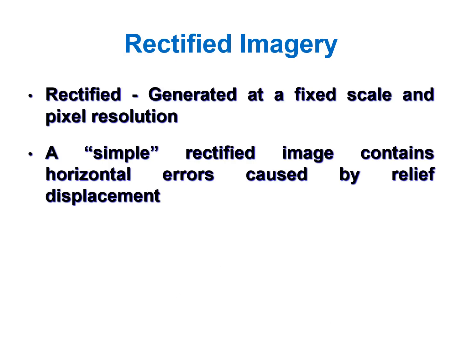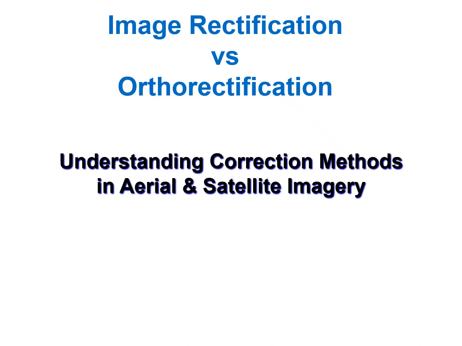Rectified imagery. Generated at a fixed scale and pixel resolution, a simple rectified image contains horizontal errors caused by relief displacement. Image rectification versus orthorectification. Understanding correction methods in aerial and satellite imagery.